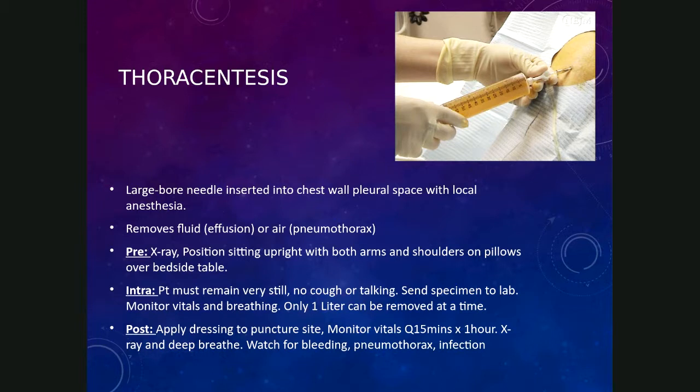Okay, what happens is there's a large needle. It gets inserted into the chest wall, and they'll either have a filter on it where they just let the air escape if it's a pneumothorax, or if it's fluid, you can see in here they're collecting that fluid. It's that brownish colored fluid in there.